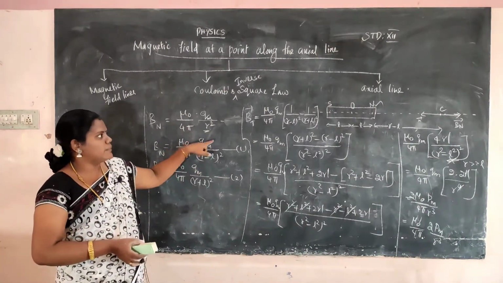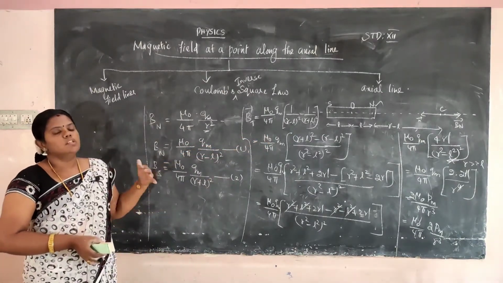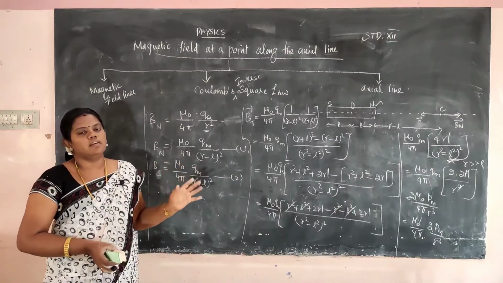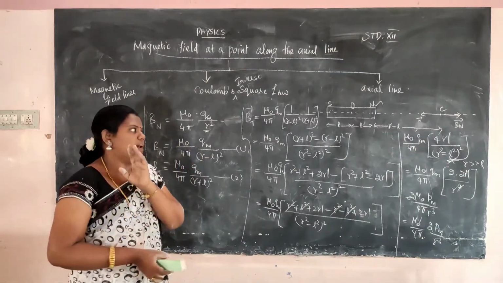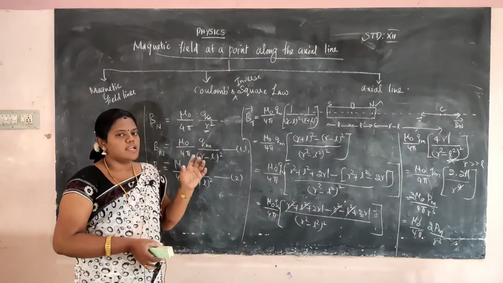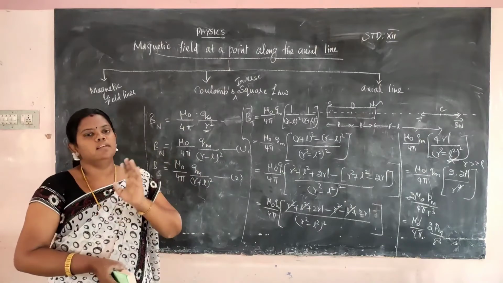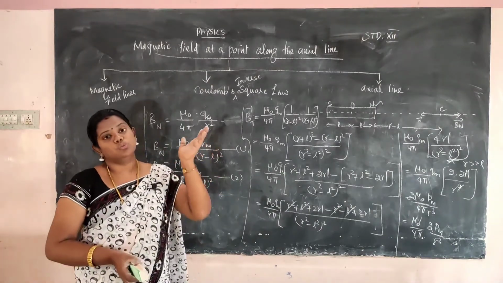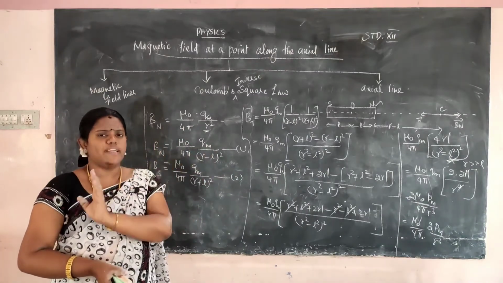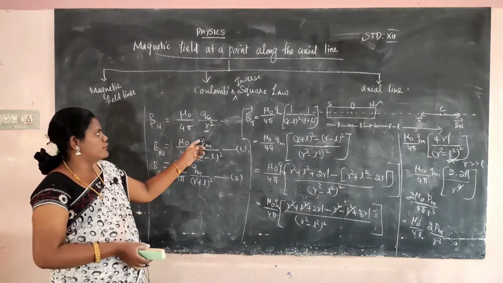The distance is mentioned first as R minus L, next as R plus L, because the total length R is between the midpoint of the magnet and the point C. Take R as the distance from the midpoint to point C. So from the north pole to point C, that will be R minus L. From the south pole to point C, that will be R plus L. Okay, we substitute the two equations in the formula.